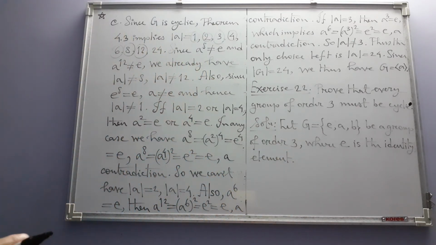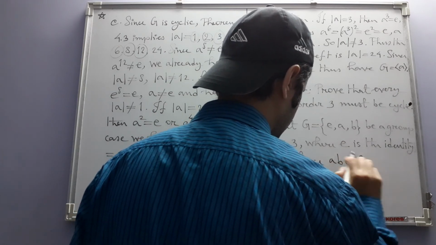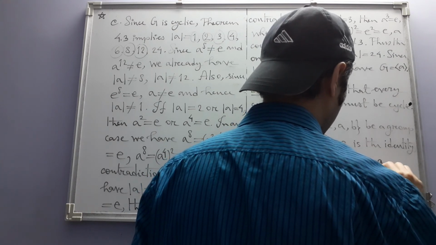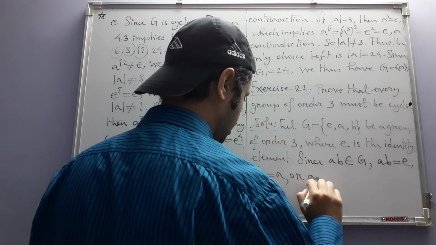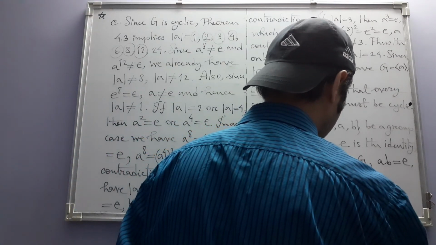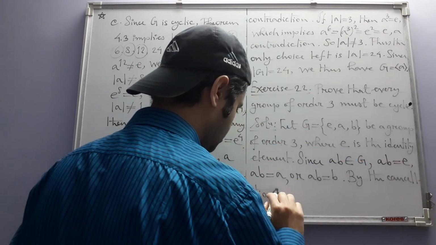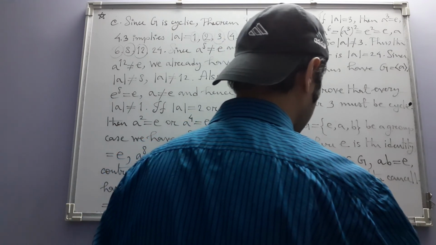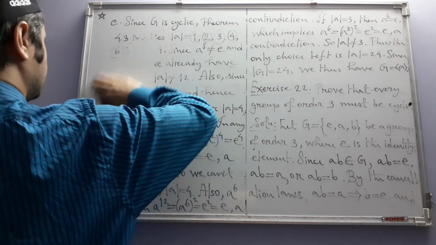We will now focus on the product AB. Since A and B are in G, by the closure property, AB also has to be in G. So AB is equal to E, or AB is equal to A, or AB is equal to B. These two cases are not possible. By the cancellation laws in any group, AB equal to A implies B equal to E, and AB equal to B implies A equal to E, none of which is possible.